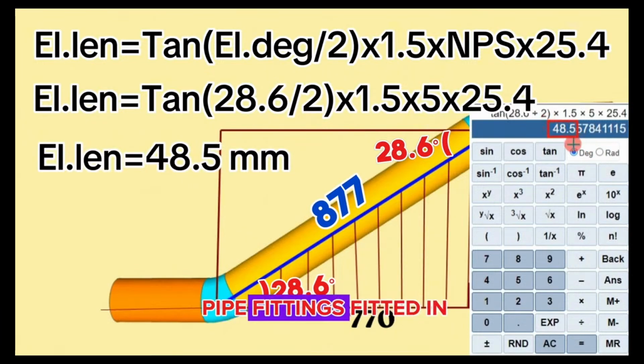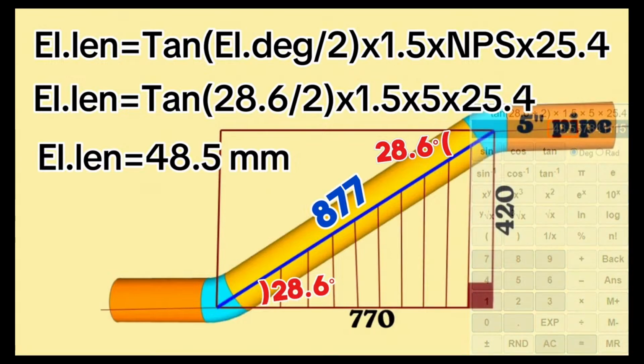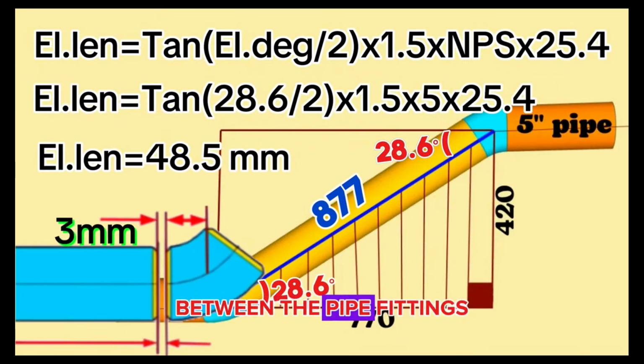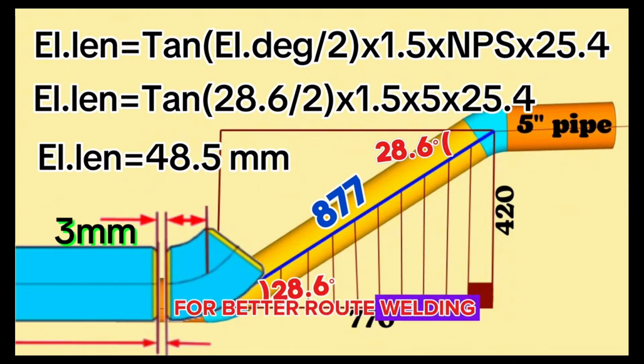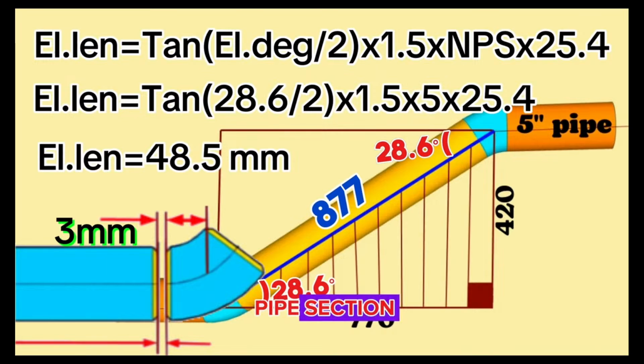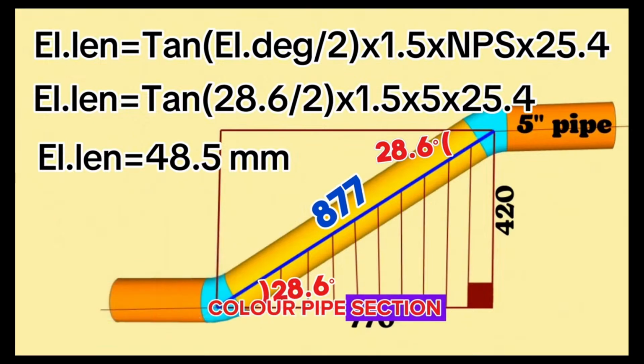Now look at the pipe fittings fitted in the pipeline. During fit-up there should be a gap of about 3 millimeters between the pipe fittings to be welded. Having this gap is for better root welding. We should take these gaps into account when calculating the length of the yellow color pipe section. If we subtract the lengths of the cut elbows and the gaps for welding from this total length, we can find the length of the yellow color pipe section.